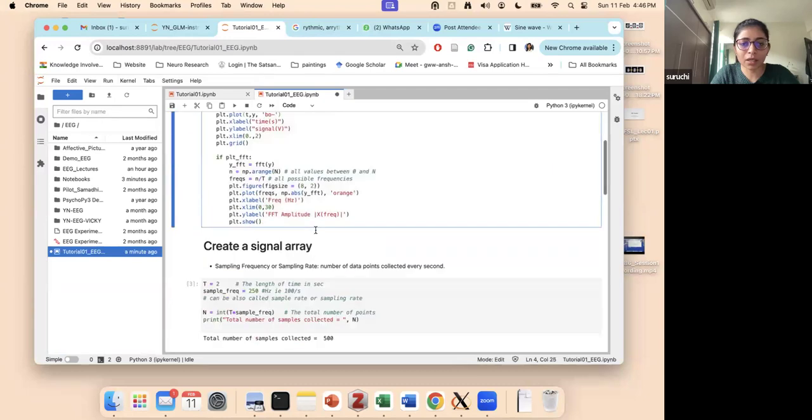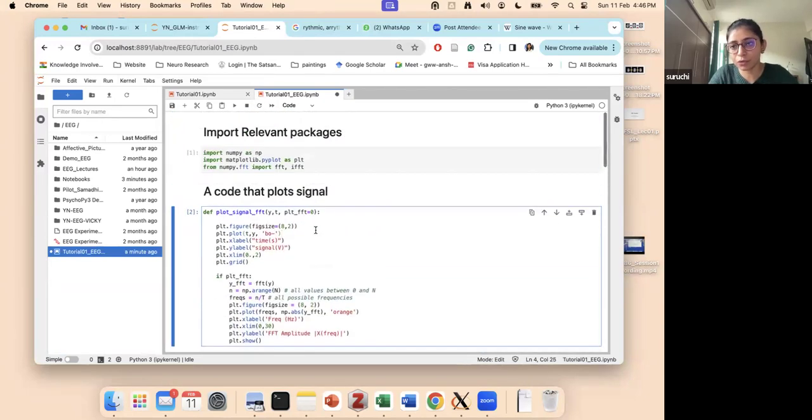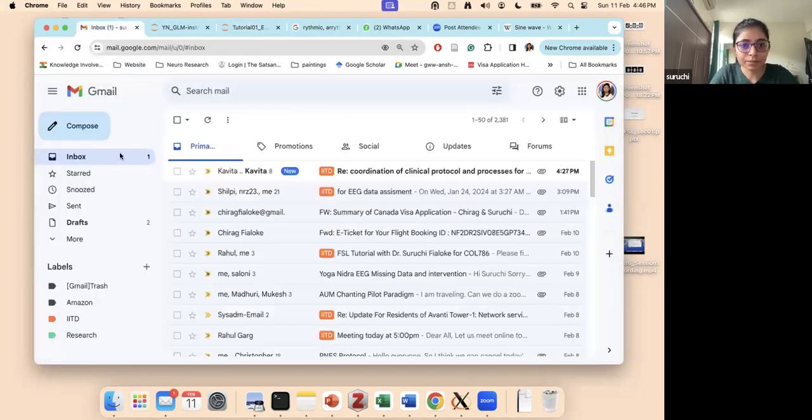But until you keep it on and don't shut it down, all the variables are going to be in store. If you shut it down and restart it, you have to run all the cells above it. Same as R, it's the same everywhere. Okay, so I'm going to email you this.